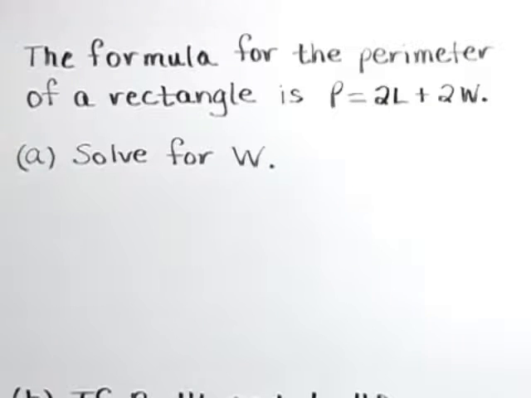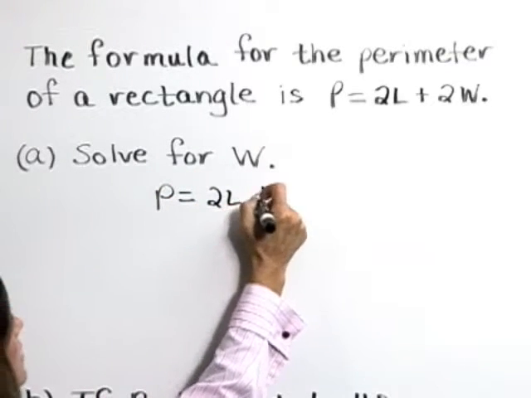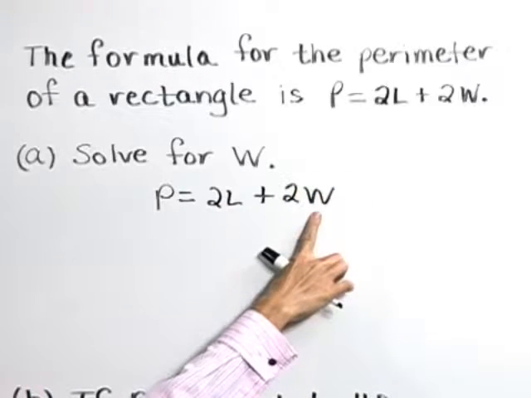The formula for the perimeter of a rectangle is P is equal to 2L plus 2W. That's perimeter is equal to 2 times the length plus 2 times the width. In part A, we want to solve this formula for W. So rewriting our equation, P is equal to 2L plus 2W. We want to isolate W and get that on one side by itself.